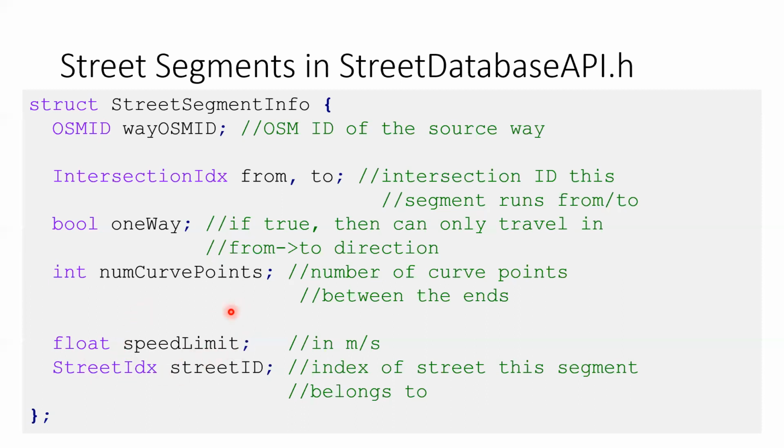Speed limit is the speed limit, and the street ID is the ID of the street that the street segment belongs to. So now we have 3 indices that we need to care about: the street ID, the intersection ID, and the street segment ID.